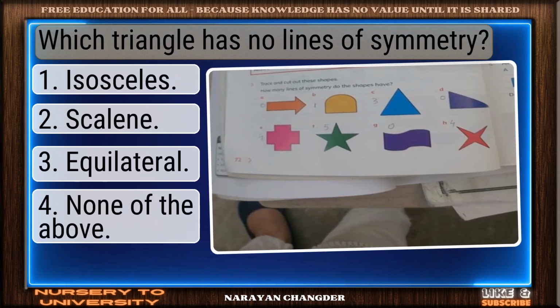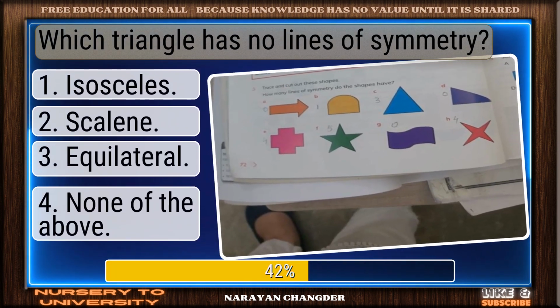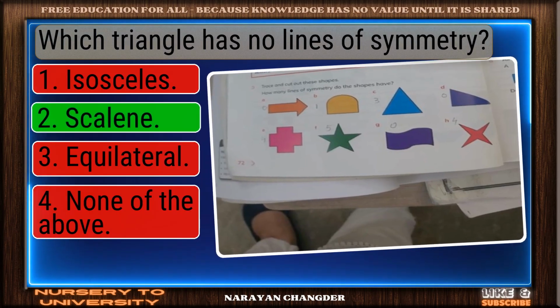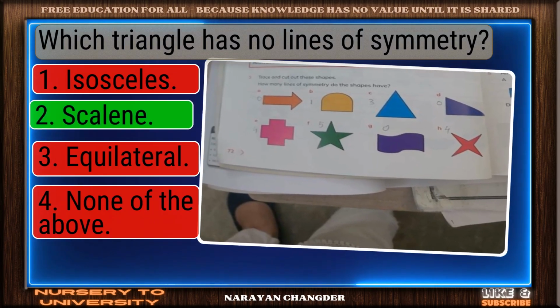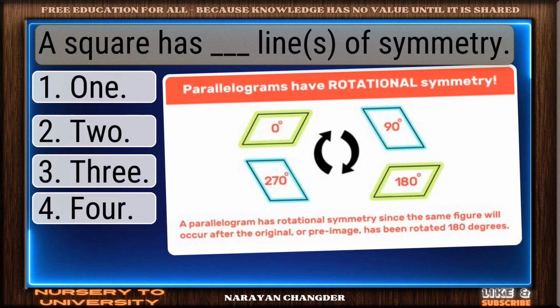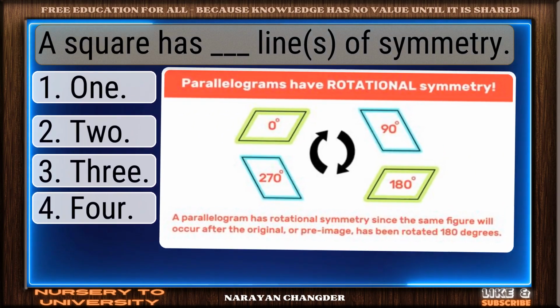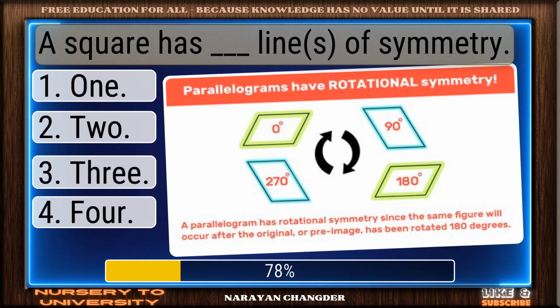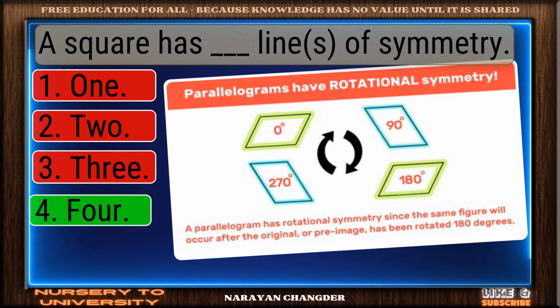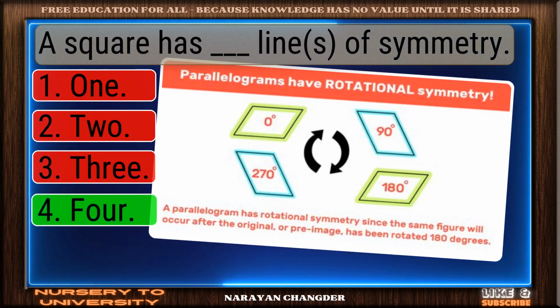Which triangle has no lines of symmetry? On track. Scalene is the correct answer. A square has dash a line of symmetry. Perfect. 4 is the correct choice.